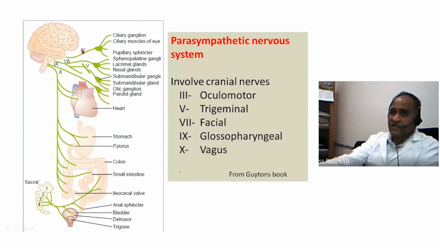That is the third cranial nerve, which is necessary for the ciliary muscle and for accommodation of the eye. We have the seventh cranial nerve that governs the lacrimal gland, nasal gland, and submandibular gland. The parotid glands are from the ninth cranial nerve, and the seventh governs the submandibular and sublingual glands.